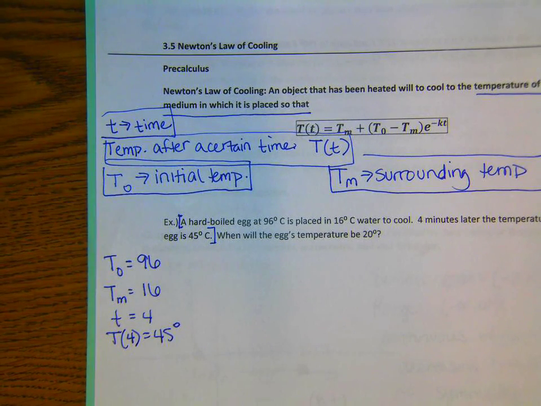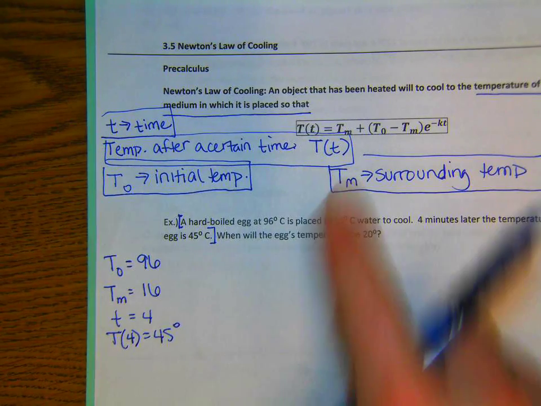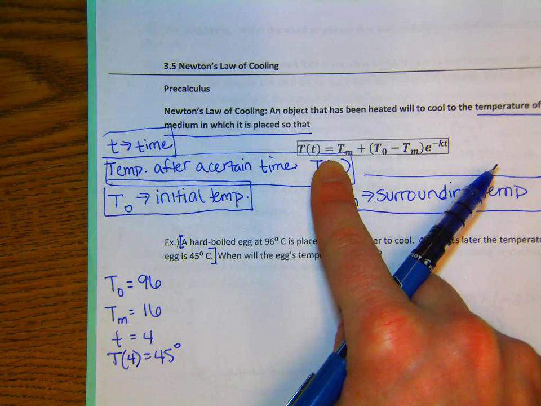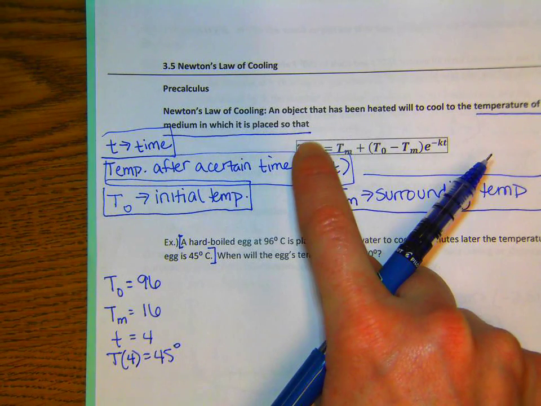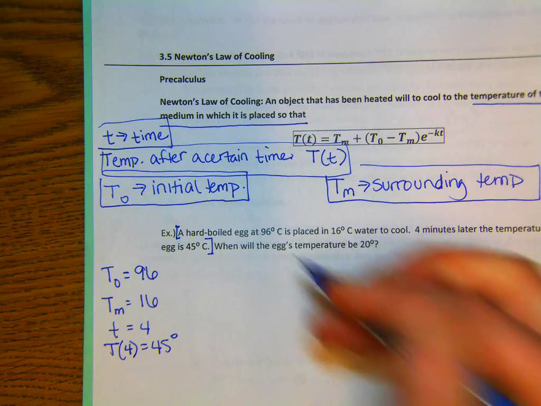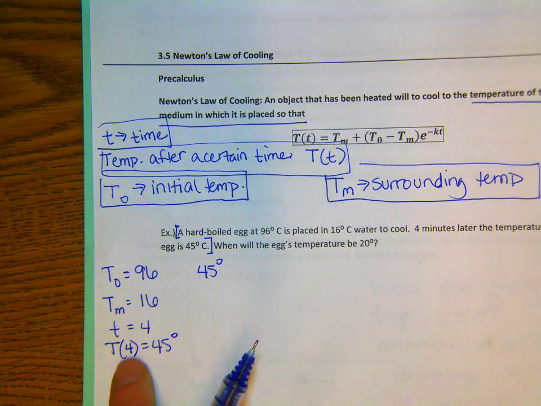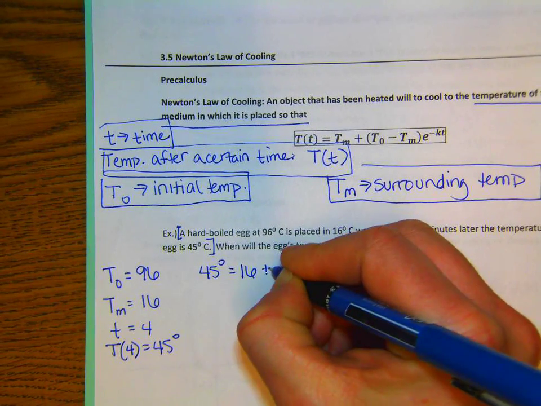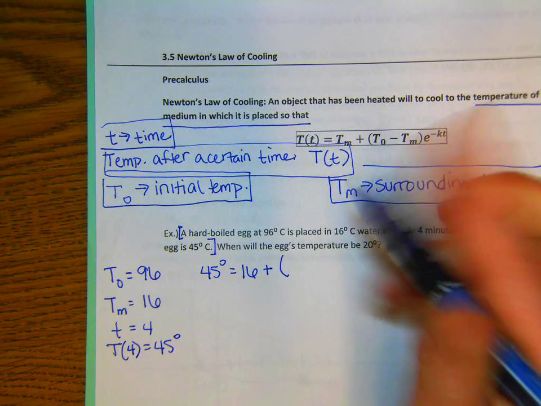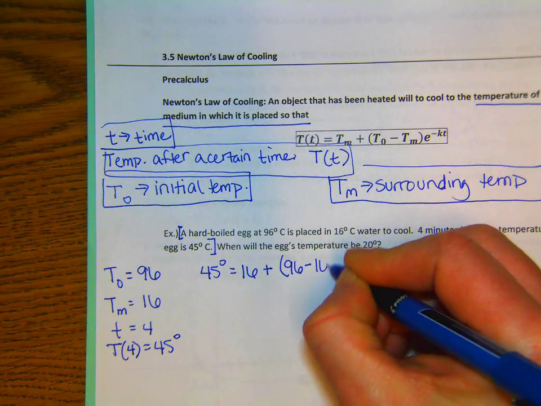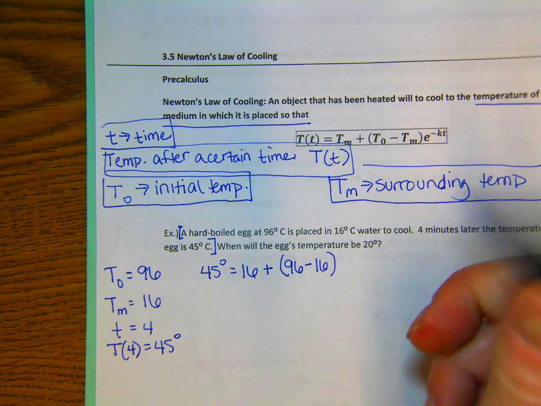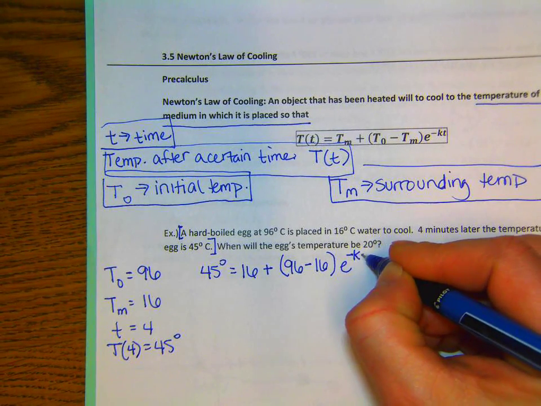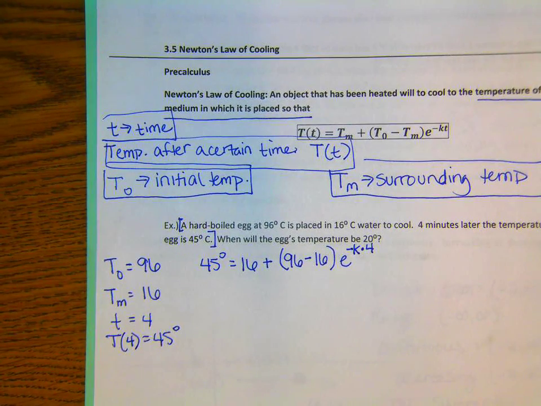Alright, so here's what we do then. Let's use the formula. We're going to have everything in here except k. What am I going to put in this spot? 45 degrees, the temperature after 4 minutes, equals T sub m, which is 16, plus T sub 0 minus T sub m, which is 96 minus 16, times e to the negative k times t, which is 4. Okay, do you see how this is the only unknown?